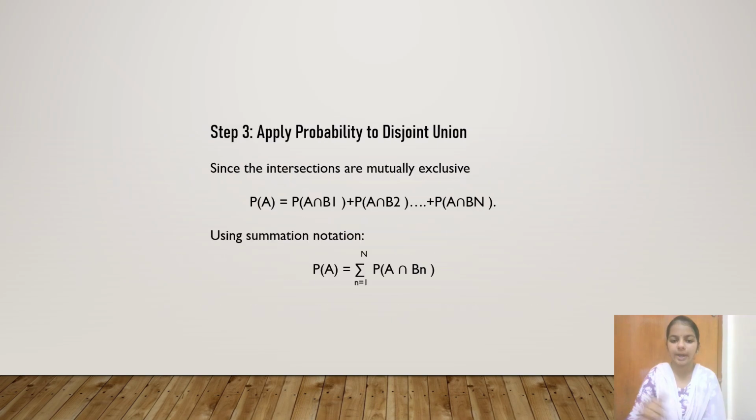are mutually exclusive. Now let me explain step 3. Step 3 of the total probability theorem is to apply probability to the disjoint union.